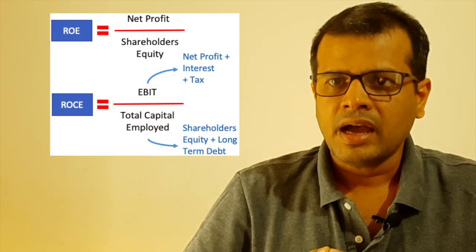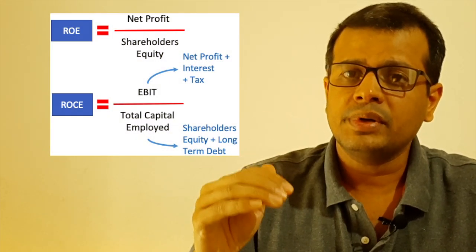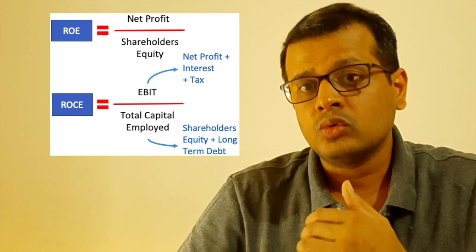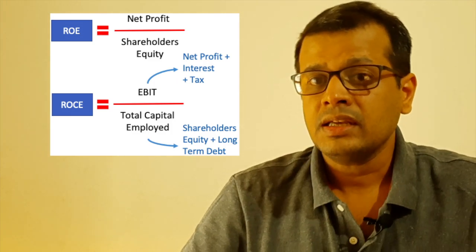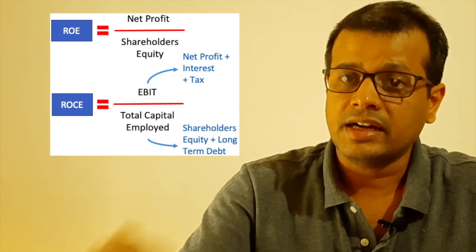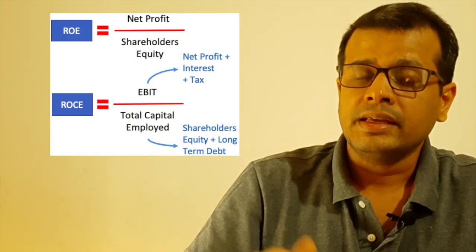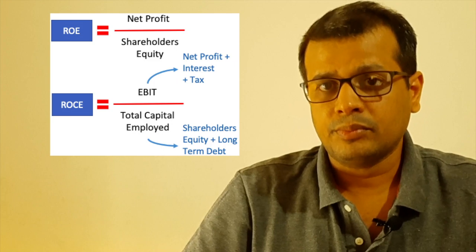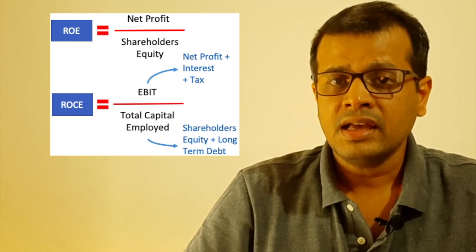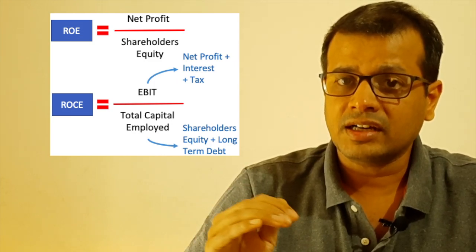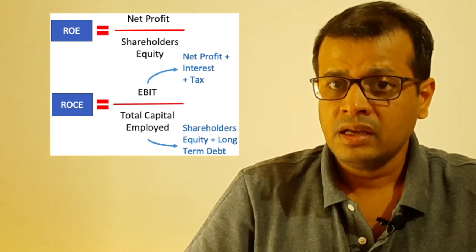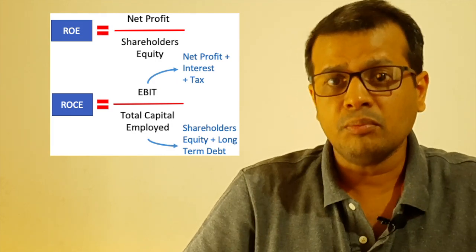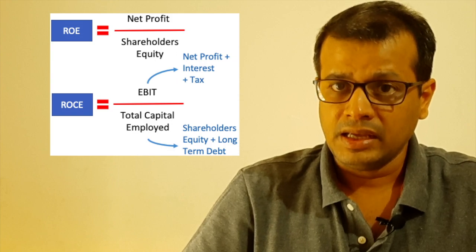You can see that return on equity highlights the profitability of a company with respect to the amount of money the shareholders have put in that company. Similarly, return on capital employed highlights the amount of operating profit the company is able to generate with respect to the total money that has been invested in that business.